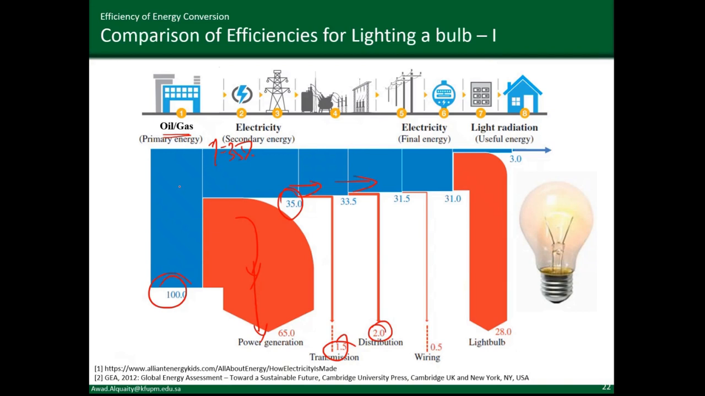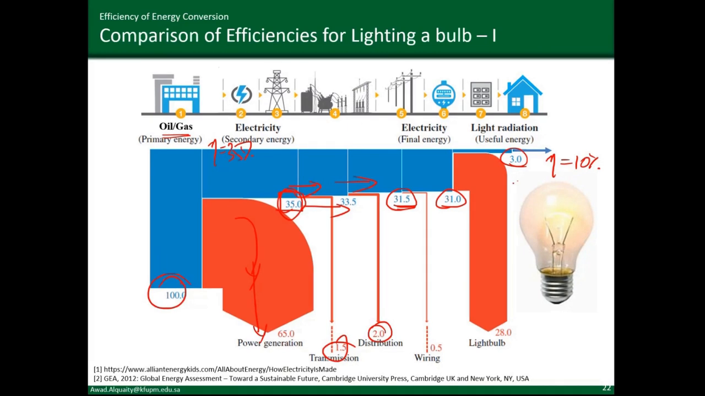So starting with 100 units of energy, the major loss happened within the power plant. It became 35 units. Then there were some transmission, distribution, and wiring losses, which made the energy 31.5 units, right? So starting with 100, you are at roughly 31 units at the time when you want to light up the bulb. Now, we know that the efficiency of an incandescent bulb is 10%. So out of this 31, only 10% is used, which means the light energy you get is roughly 3 units, right? The rest, 28, is just wasted as heat.